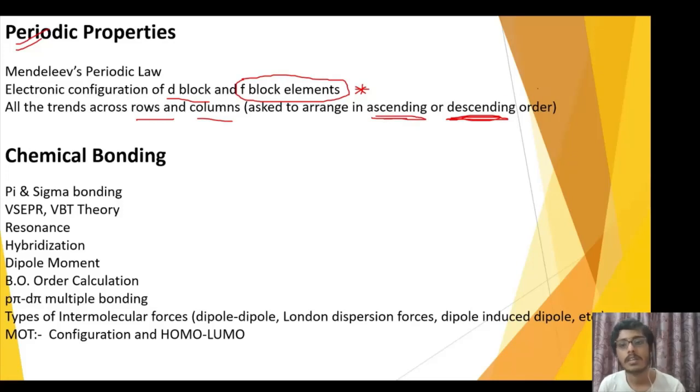So often there are silly mistakes made here. So mainly from here, electronic configuration is an important one, and the trends are important from this chapter. Next is chemical bonding. This is a very important chapter on its own.